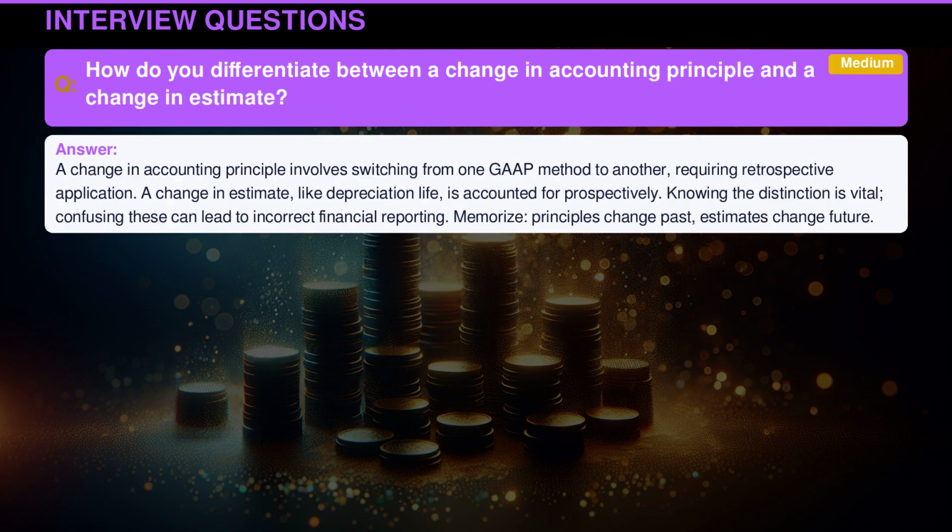A change in accounting principle involves switching from one generally accepted accounting principles method to another, requiring retrospective application. A change in estimate, like depreciation life, is accounted for prospectively. Knowing the distinction is vital. Confusing these can lead to incorrect financial reporting. Memorize: principles change past, estimates change future.